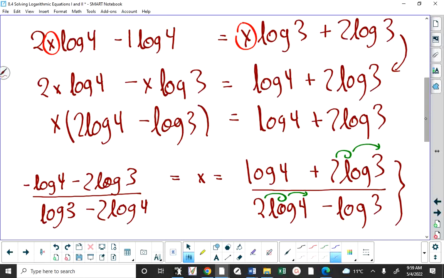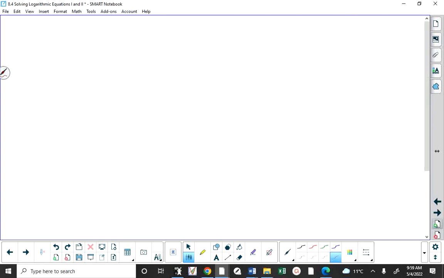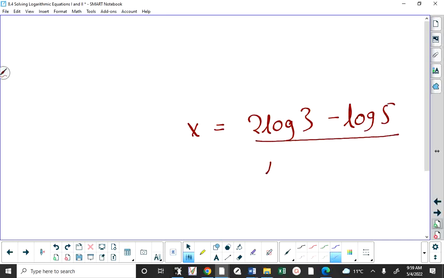But maybe when you solve for x, you end up with, imaginary question, 2 log 3 minus log 5 over log 7 minus 2 log 5. And if that's the case, then 2 of your terms ended up being negative, 2 ended up being positive, which means if you moved things to the other side, you would have got this.